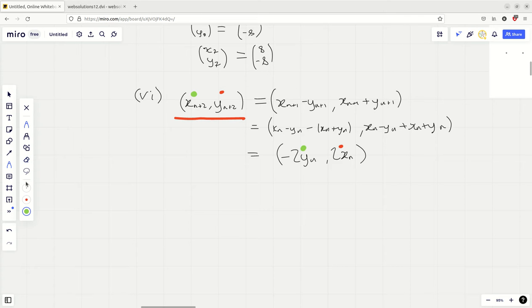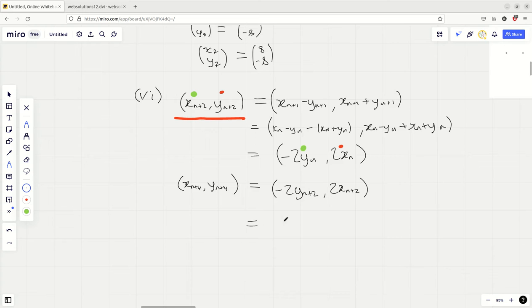Now, why does that help? It's because we can now work out x_{n+4}, y_{n+4} using the same sort of step twice, because I now know how to go 2 ahead. That jumps me 2 ahead. So I'm going to go back to n plus 2. So this is minus 2y_{n+2}, because I need to reduce 2 from my old y coordinate and times it by minus 2. Same here, 2x_{n+2}.